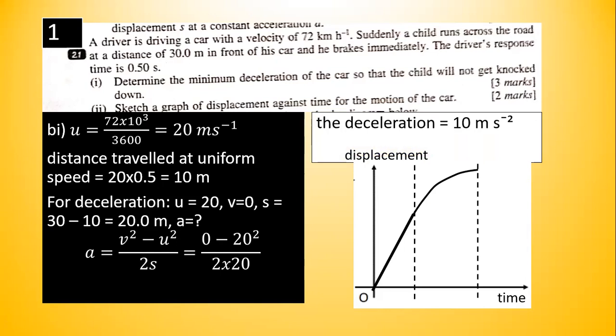Displacement-time graph. First it is uniform velocity, after that is deceleration, so it should be a curve. Okay?